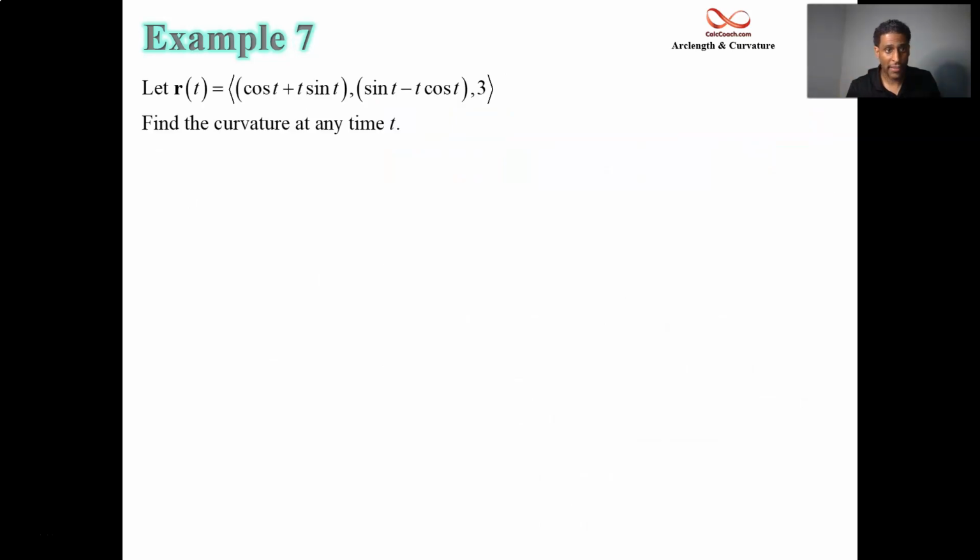All right, let's look at one more example here. Calculating curvature. This function is a little more complicated. It has these two terms in the I component, similar two terms in the J component, and in the K component, just the 3. Remember the formula for curvature? Velocity cross acceleration's magnitude divided by speed cubed.